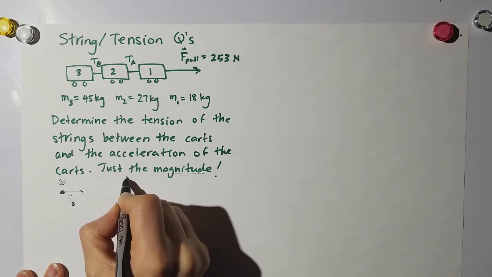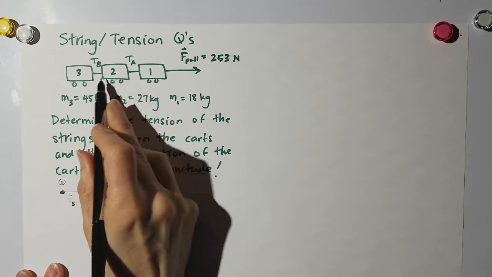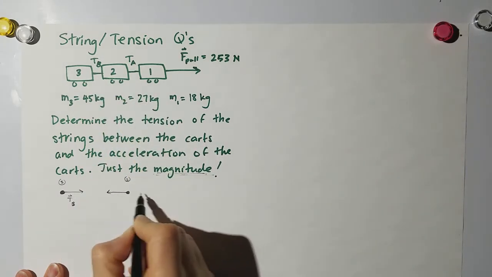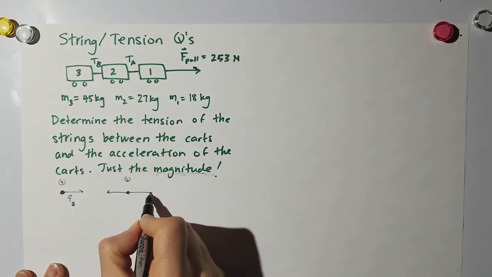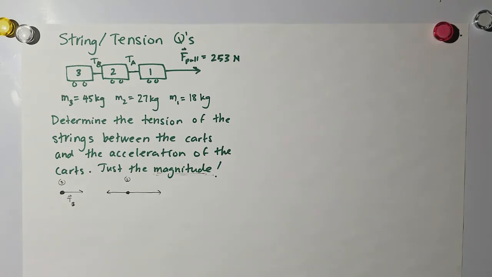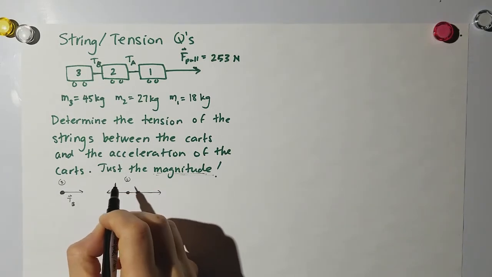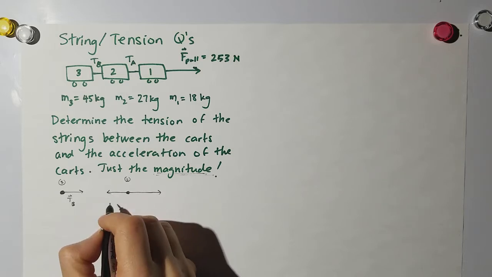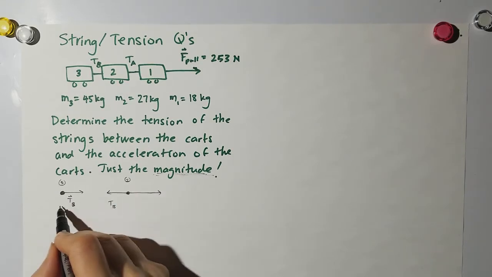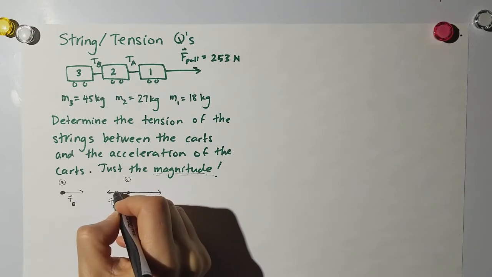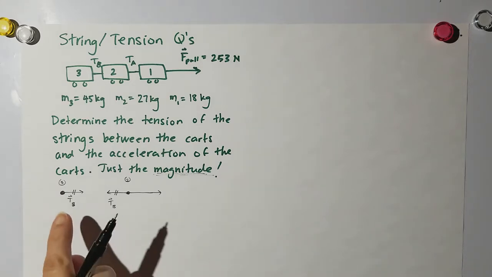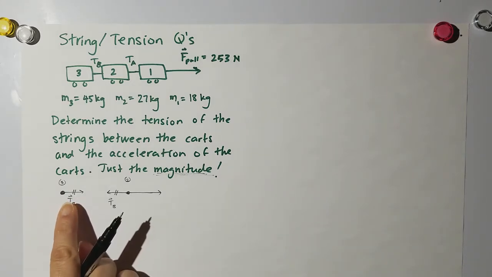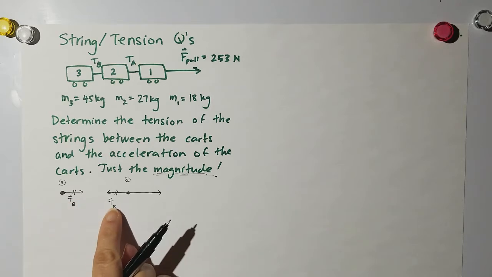Cart 2. All right, if I look at cart 2, it's got 2 strings attached to it. One going this way to the left and one going to the right. Now, I know they're moving to the right, so this one is going to be longer. Okay, now Newton's third law is going to apply right here because these are both the same string. So this tension and this tension are the same. This is the force of cart 2 on 3, and this is the force of cart 3 on 2.